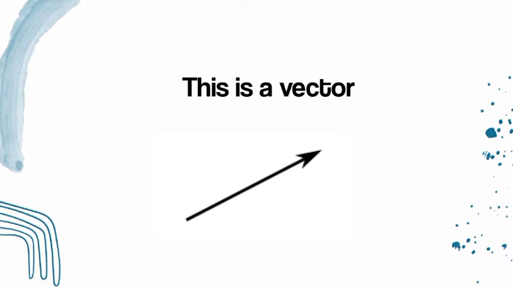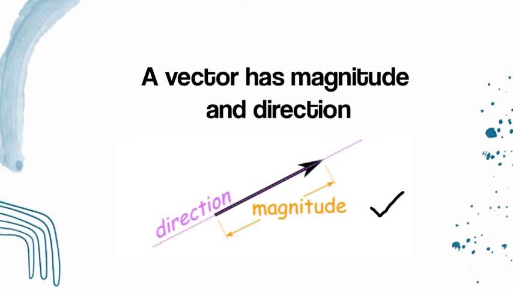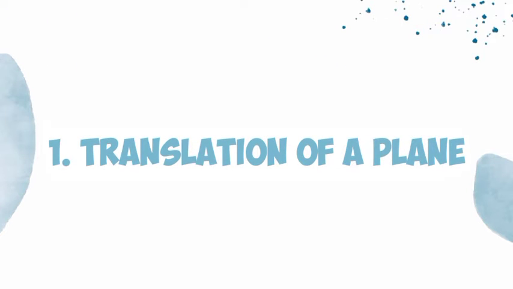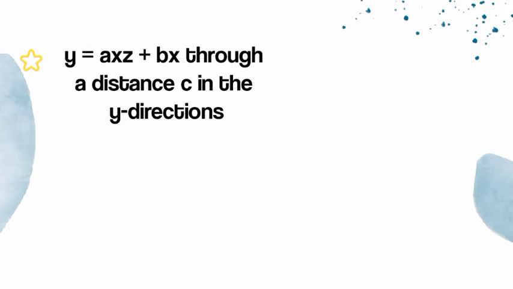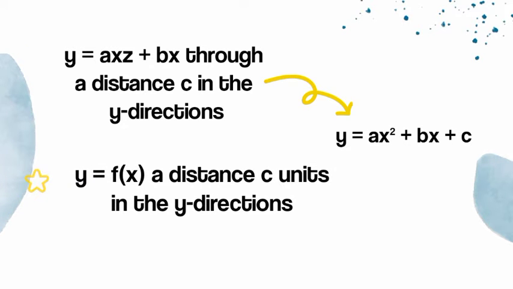This is a vector. A vector has magnitude and direction. 1. Translation of a plane. If you translate the graph y equals ax squared plus bx through a distance c in the y direction, its new equation is y equals ax squared plus bx plus c. In general, if you translate the graph y equals f(x) a distance c units in the y direction, its equation becomes y equals f(x) plus c.